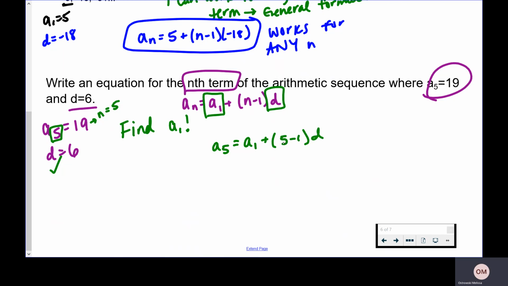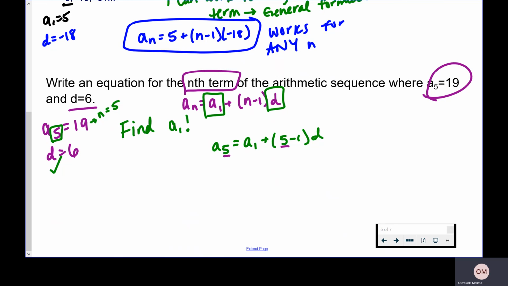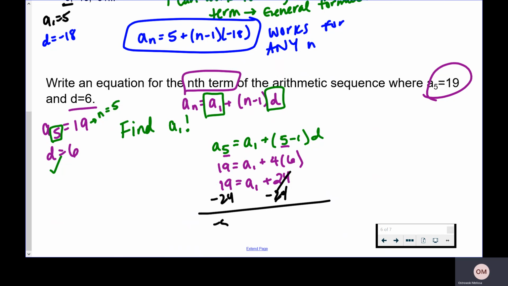I know I can plug in some stuff there, but I want to just make the connection right here between n and n. Those should match. Your nth term is also the n here. So I have 19 is equal to a sub 1, that's what I'm looking for, plus 5 minus 1 times d, which is 6. So I have 19 equals a sub 1 plus 24. Solve for a sub 1. 19 minus 24 is going to be negative 5 equals a sub 1.